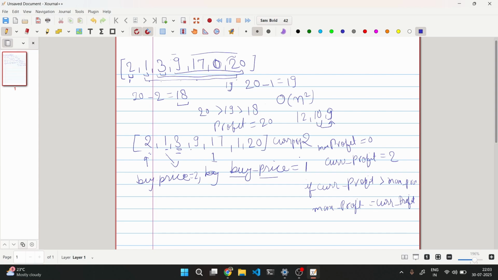So 3, now 9. 9 minus 1 equal to 8, right? That's greater than 2. So now our max profit will be 8. Now we move to 17. Now profit will be 16, which is greater than 8. So this is going to be our max profit. Now we'll move to 1, and 1 and 1 are the same value, so we don't have to update the buying price. We'll move to 20. So now our profit is going to be 19, which is greater than 16. So we will return the answer as 19. So 19 is the answer.